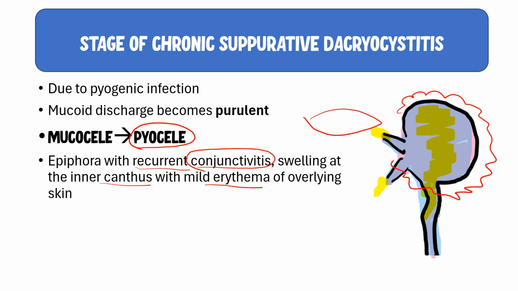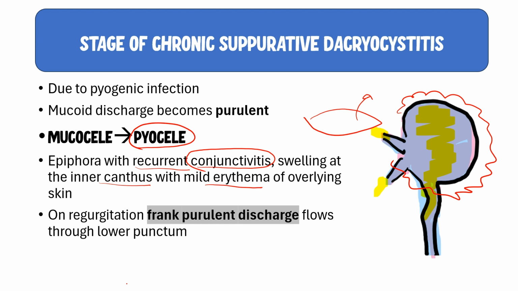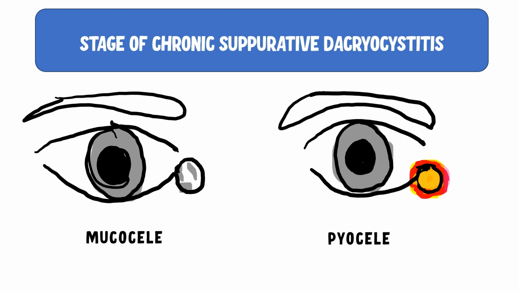That means the eye will get infected, the conjunctiva will get infected, leading to recurrent episodes of conjunctivitis. Also the skin over the sac, the lacrimal sac area, will look inflamed, because we now know that the infection is spreading and the inflammation is increasing. Now, if you carry out a regurgitation test now, frank purulent discharge will flow through your punctum. So basically, you differentiate mucocele from pyocele by the absence of signs of inflammation in case of a mucocele. However, in pyocele, you will see that there is purulent discharge inside, and the surrounding structures like the skin and also the conjunctiva is going to show signs of inflammation.